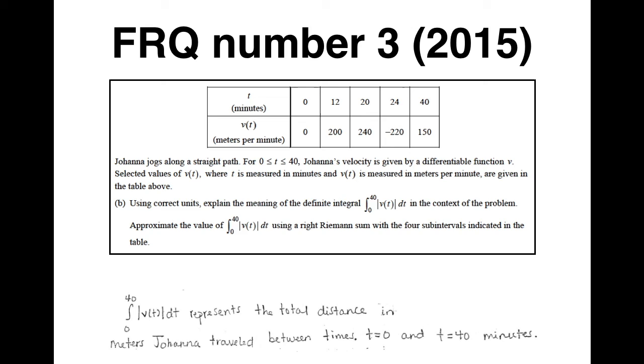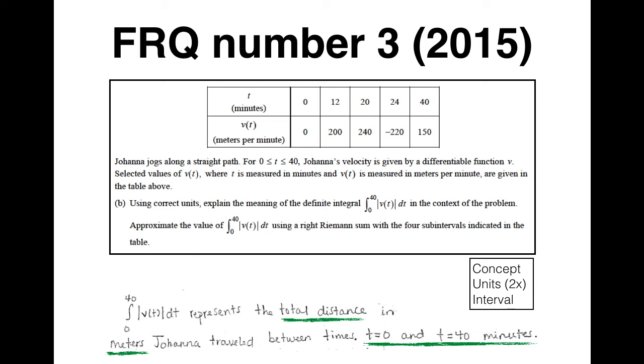We discussed that there are three things you need to do when you answer a question like that. You need to state what the concept is, you need to state what the units are, and what the interval is. So if you look at this answer carefully, we see that the concept is the total distance. That's correct. The absolute value of the velocity is the total distance.